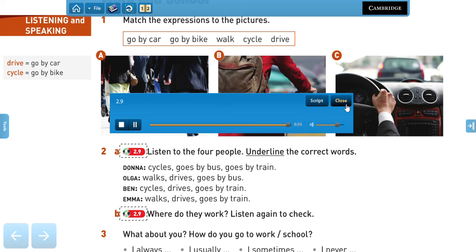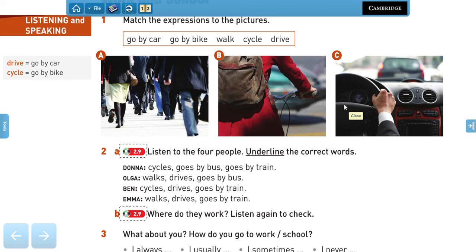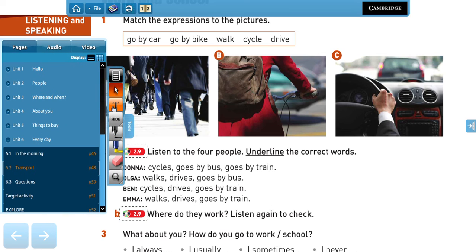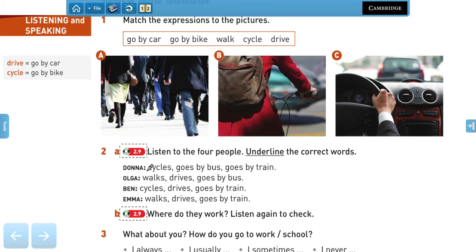Okay, so remember that if you need to listen again, you can pause the video and go back. So first we have Donna, right? So Donna says that she usually cycles, or goes by bike, and she also goes by bus. Remember that when we talk about he, she, or it, we say goes, cycles, or drives, because we're talking about third person singular. Olga says that she always walks, or sometimes she goes by bus.